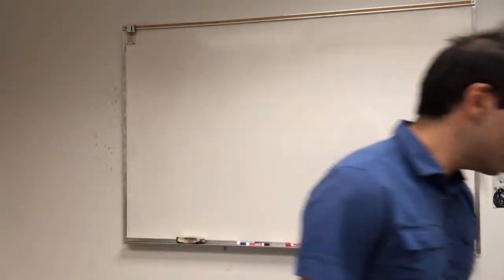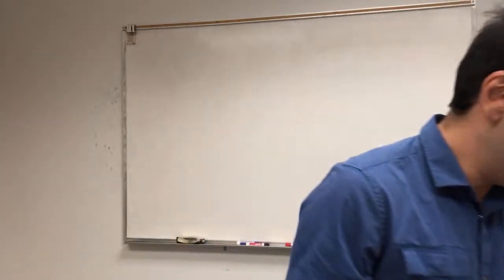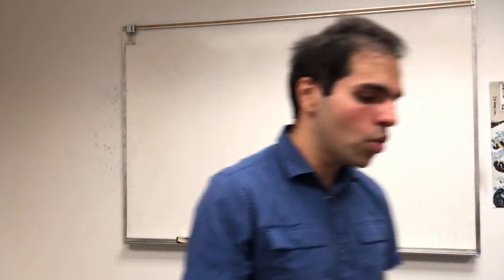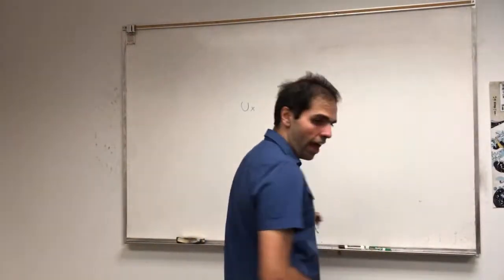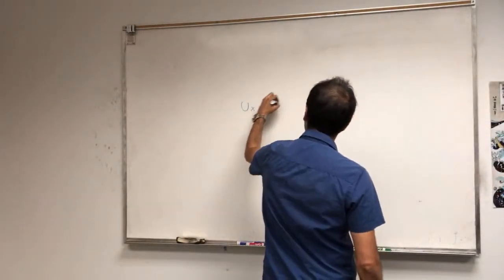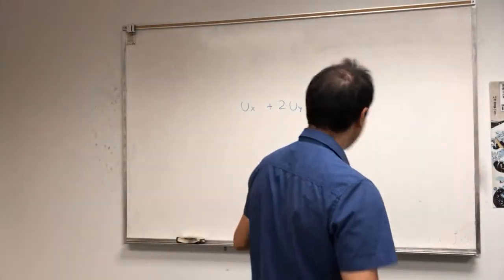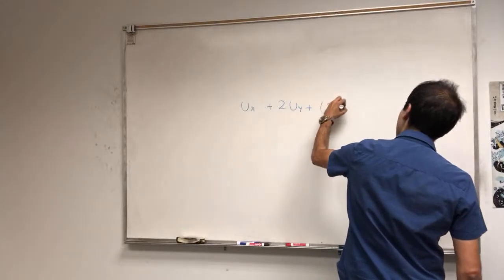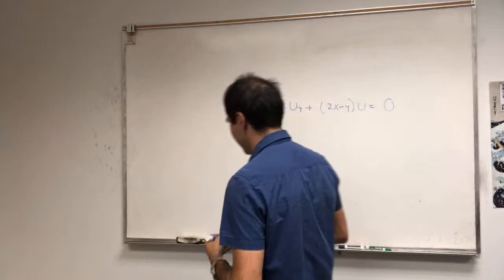Okay, so problem 13. Let me get the different book. I'm guessing you mean from 1.2, right? The question is: use the coordinate method to solve the following PDE. u_x plus 2u_y plus (2x minus y)u, and as I said, to simplify, just put the right-hand side equal to 0.